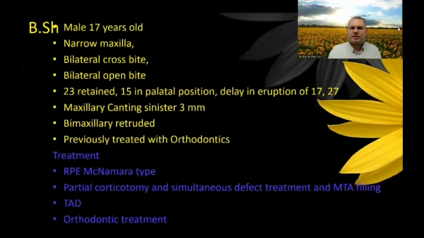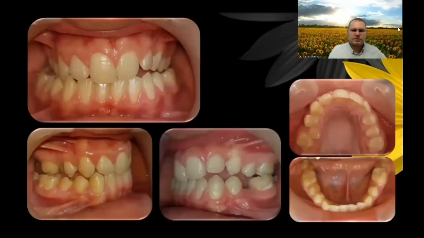and 15 in palatal position, delay of eruption of 17 and 27, maxillary canting in the left side, 3 millimeters, the maxilla retruded, previously treated with orthodontics. The treatment in this case was the rapid palatal expansion, McNamara type. That also helped with the piezo incision, partial corticotomy, and simultaneous defect treatment with MTA filling. A TUD was placed to retract this 23, and the orthodontic treatment was also as normal.